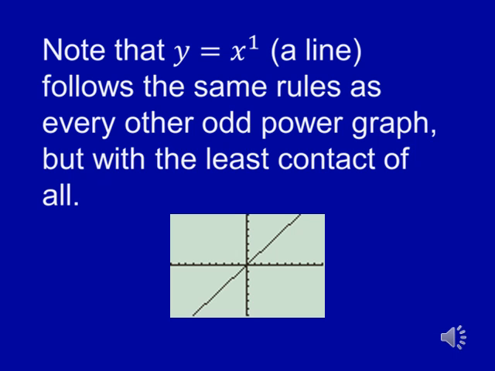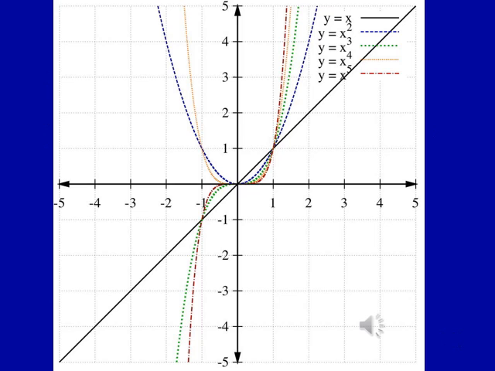And it does turn out that even the line y equals x, or y equals x to the first, is really just an odd power graph. It doesn't have that sort of curving at all, but it still starts at the third quadrant, goes into the first quadrant, and it goes through (-1, -1), (0, 0), (1, 1), same basic shape. So here you can see variations on all of the odd and even power functions.